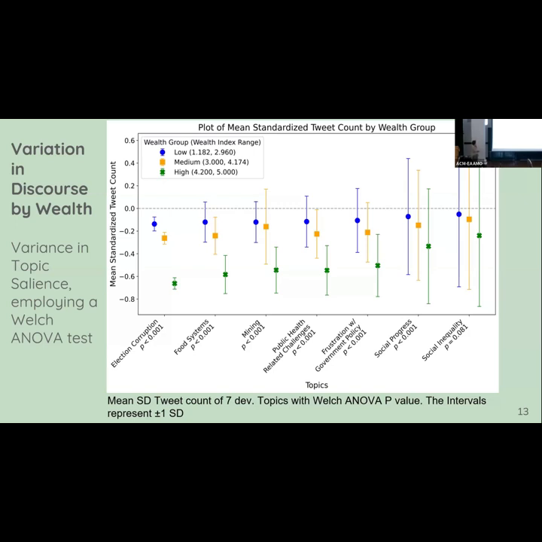Low income village people are talking more about election corruption or food systems, which are more locally grounded topics and local issues. People from wealthy villages are talking more about social inequality or social progress topics, which we can say are more global and more macro, right?